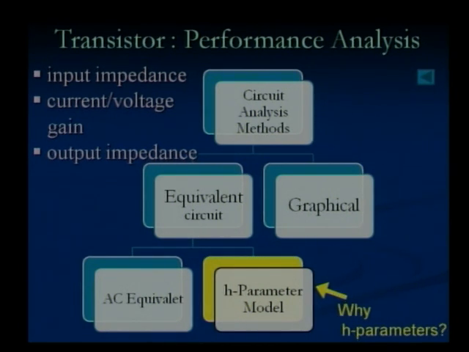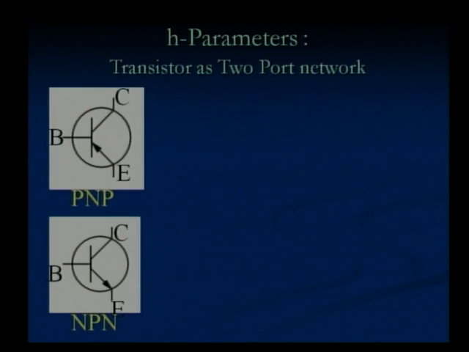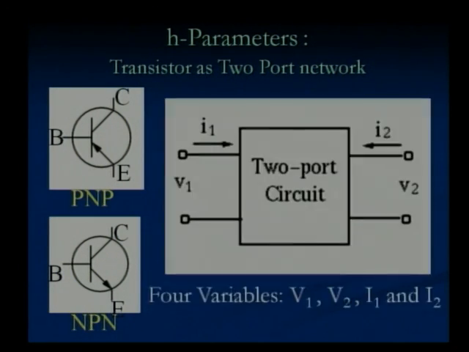Now why is this H parameter model of the circuit important, or in other words, why are H parameters important? Let us find out. While learning about the H parameters of a particular transistor, we should consider the transistor as a two-port network system. Here we can see PNP and NPN transistors. We can consider either of these as a two-port system, as you can see in the figure. A two-port circuit, or a two-port network, you can call it.